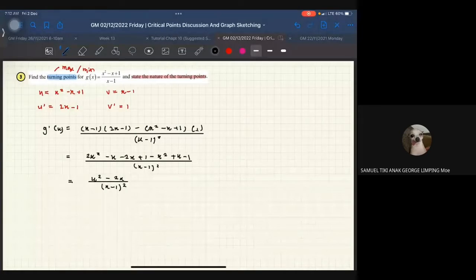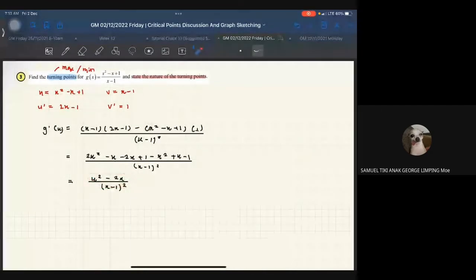Okay, so now for finding turning points, kita hanya akan ambil bahagian yang atas ini sahaja. Tahu tak kenapa? Why do we take only the numerator part and not the denominator part? Because the denominator will be undefined. Undefined, betul? Yes, exactly.